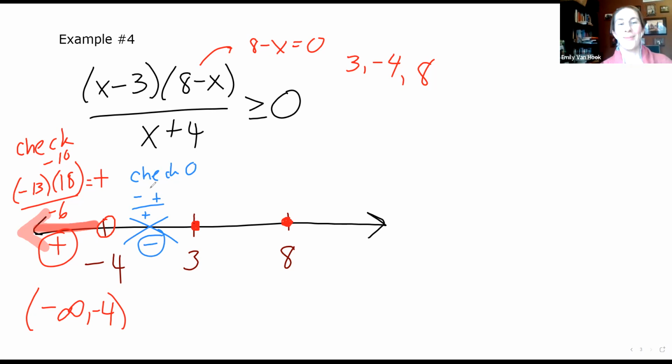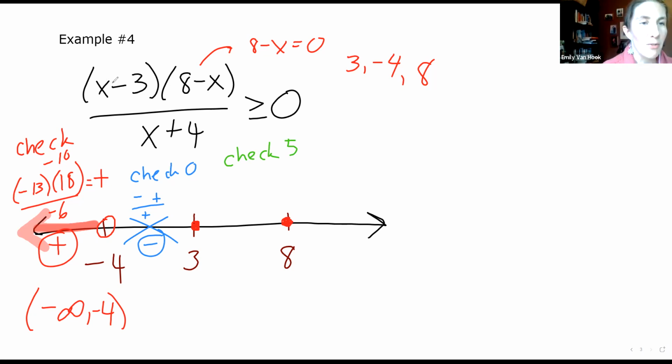Okay, probably the next one's going to work. I would need to check anything between 3 and 8. So maybe 5, for example. So I'll check 5. Okay, so again, as we're testing these intervals, you're plugging a number in for x, noticing whether it ends up making the inequality greater than or equal to 0. If it does, we include it. If it doesn't, we don't.